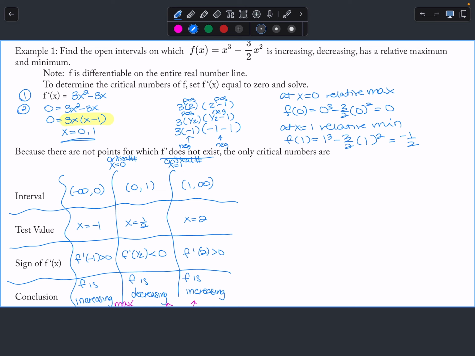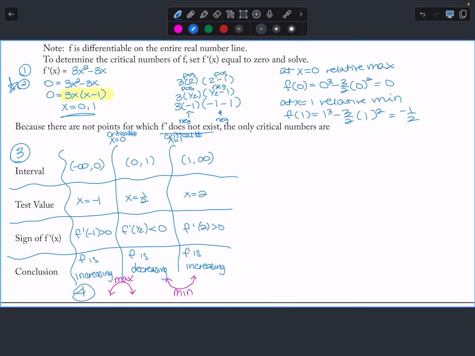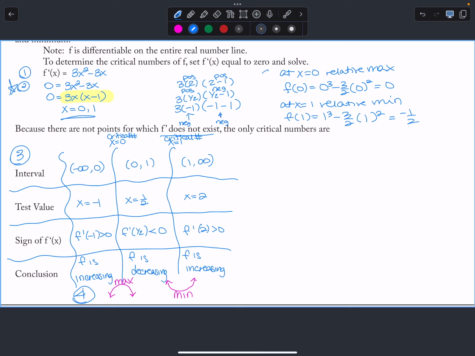So I went from finding my derivative equal to 0, to creating my chart, to figuring out my conclusion, to then figuring out my relative min and my relative max. Okay, perfect. Thank you. So I go from chart to conclusion, to finding out relative mins and relative maxes, to then writing out all of my answer.